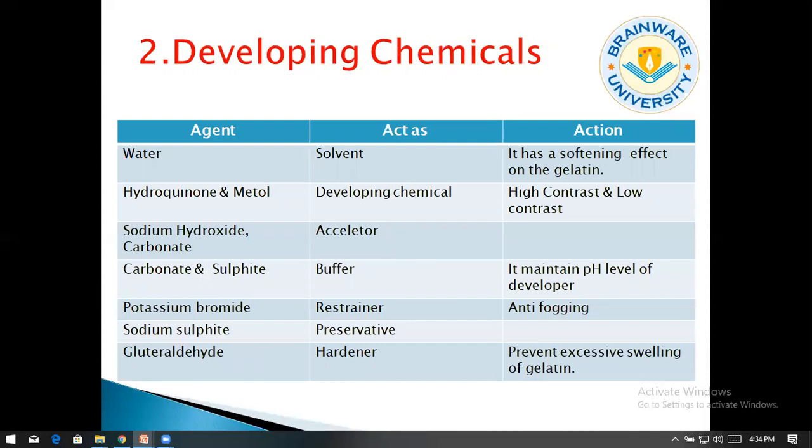Next, what developing chemicals are used nowadays? Water. Water is used as a solvent that will soften the gelatin layer. As developing chemicals, hydroquinone and metol are used. Hydroquinone is for high contrast and metol is for low contrast density. As an accelerator, sodium hydroxide and carbonate can be used. As a buffering agent, carbonate from the accelerator and sulfite from the preservative solution can be used, and it maintains the pH level of the developer. It is very important to maintain the pH level because your developer should always be in the alkaline range.